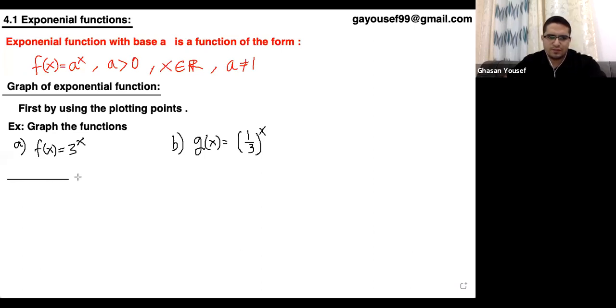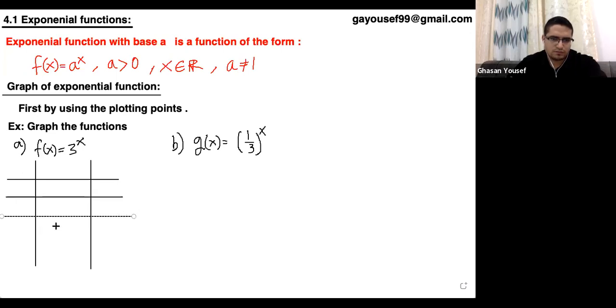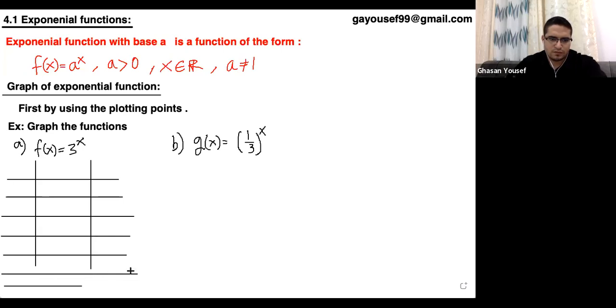Here is the table. We have to use x, variable x, f of x, and g of x. The points are 1, 2, 3, 4, 5, 6. Okay, 6 points. It's enough.